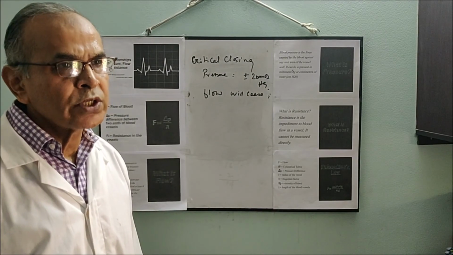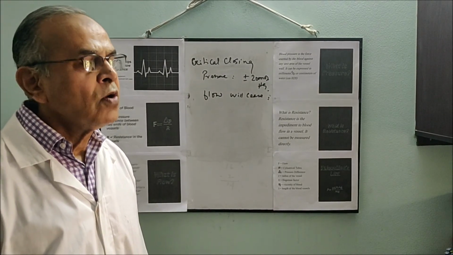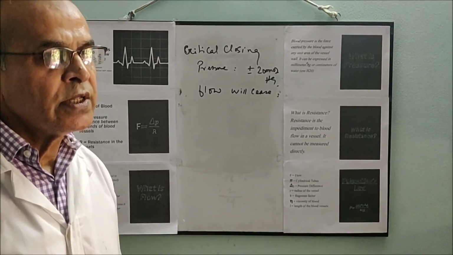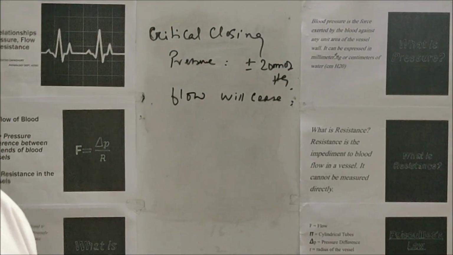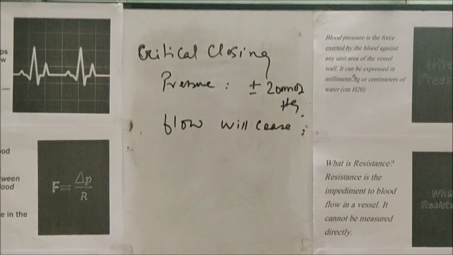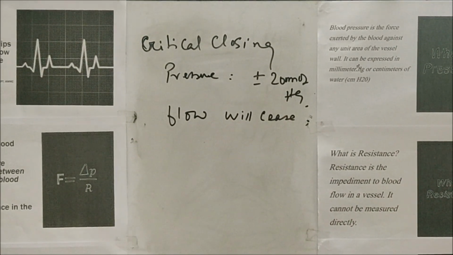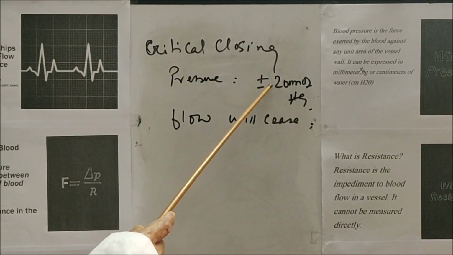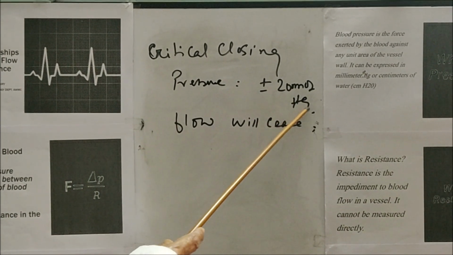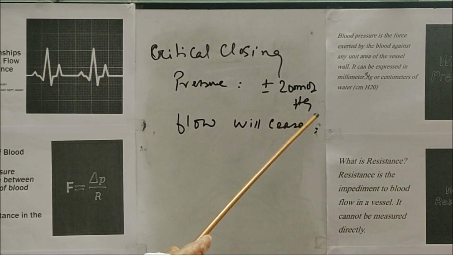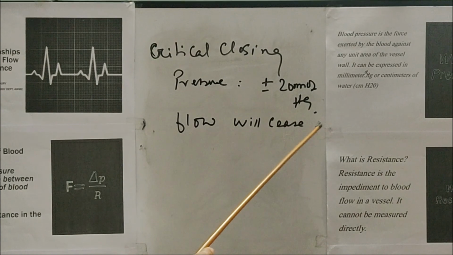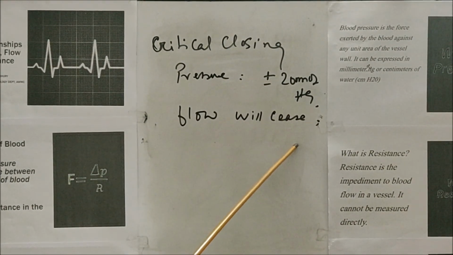Before going to the conclusion, I want to say when flow will cease, that is called critical closing pressure. Critical closing pressure is the pressure at which the flow will cease, about 20 or below 20 millimeters of mercury. When blood pressure is 20 or below 20 millimeters of mercury, the flow will cease. That is called critical closing pressure.